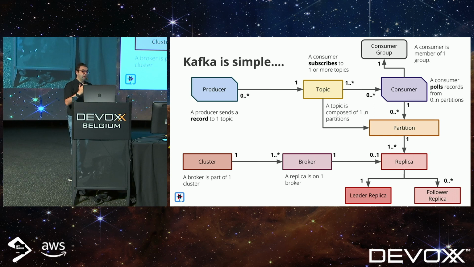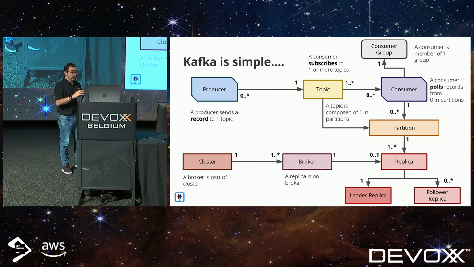Under partition, we have more of the ops side of things. So what happens in the broker? The partitions are actually stored into replicas, and each partition can have one to multiple replicas. Replicas will be running on different machines, different brokers. One will be the leader, where you write, and the others will be the followers. So in case of a disaster, you can still recover relatively smoothly. A set of brokers form a cluster, and so on.